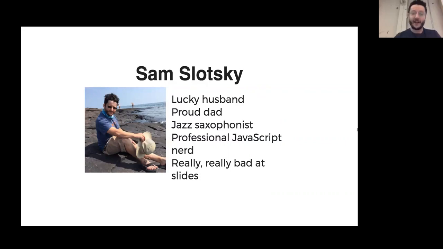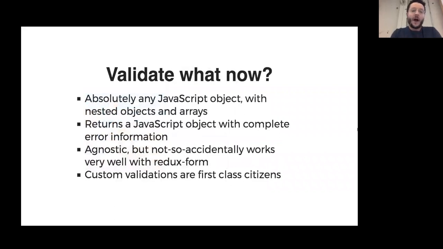I have several slides to present to you on this topic, so let's get started with just talking about what the library is, what it does. So Validate This will validate any JavaScript object. It doesn't matter how deeply nested it is. Nested objects, nested arrays, doesn't matter. It will return another JavaScript object that has complete error information about the input object, and it's going to match the structure of the input object as well. It's agnostic. It doesn't care what framework you use. It has absolutely 0 dependencies.